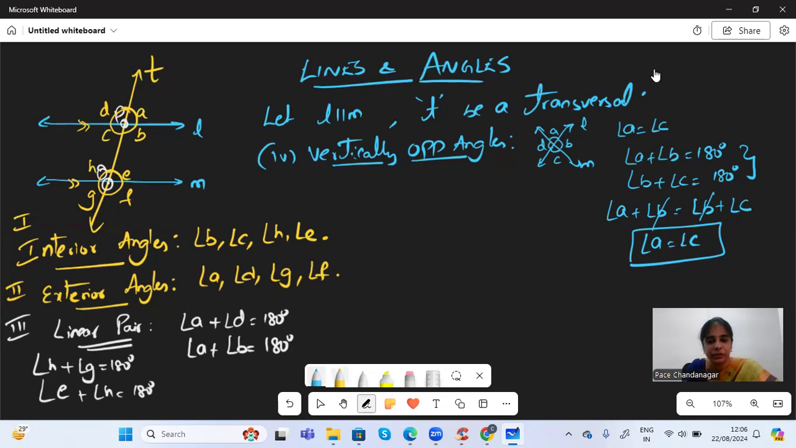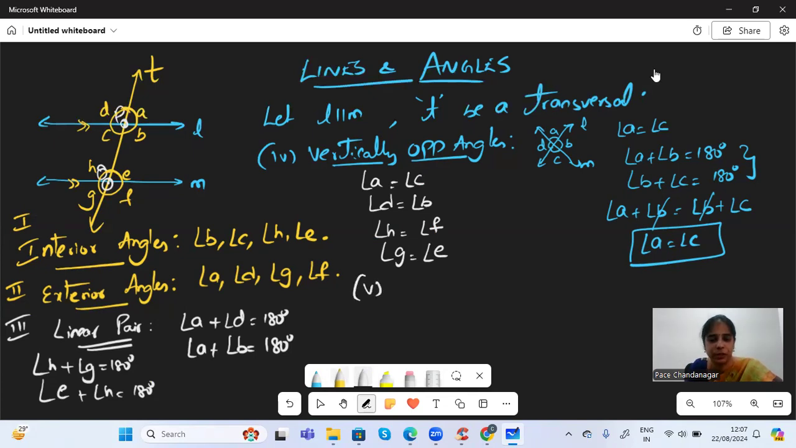Now, looking at this figure, tell me what are your vertically opposite angles? Suppose I say angle A, its vertically opposite angle will be angle C. So angle A will be equal to angle C. Also for angle D, it would be angle B. Coming to angle H, which is equal to angle F, and angle G, that is equal to angle E. Understood? So these are the vertically opposite angles which are equal. So G and E, H and F, A and C, D and B. These are all vertically opposite angles, hence they are equal.